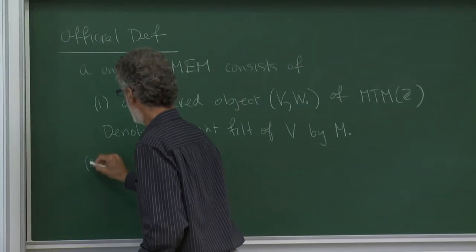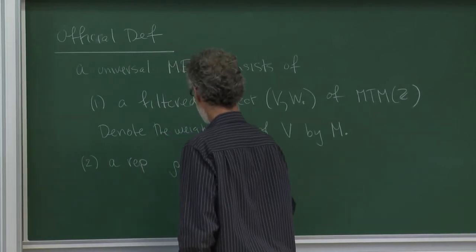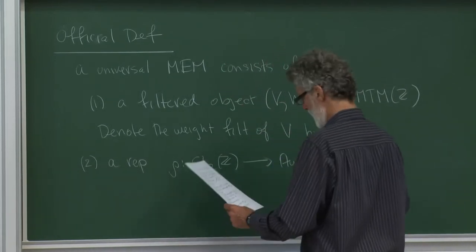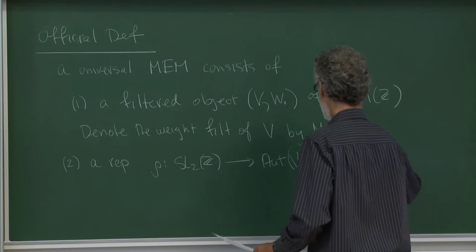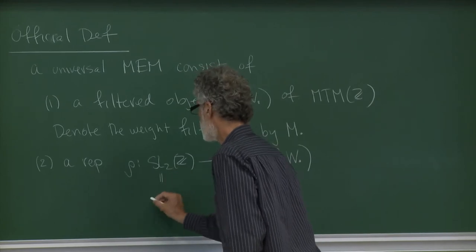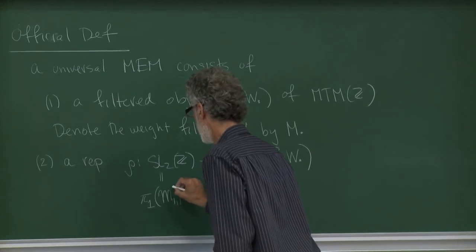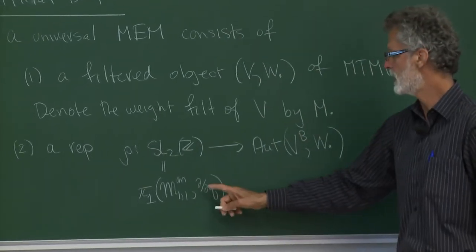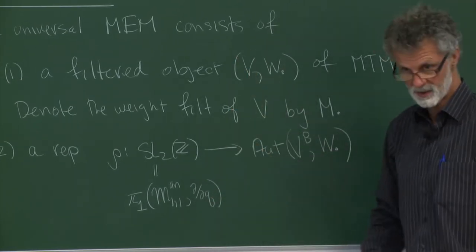Two, a representation rho which takes SL2Z into the automorphisms of the Betti realization of V, and it preserves this guy here. And this guy, I should point out, as I hope I explained clearly before, is naturally isomorphic to pi_1 of M_{1,1} analytic with the base point d/dq. You can lift the base point, the tangent vector d/dq, to the upper half plane as the imaginary axis.